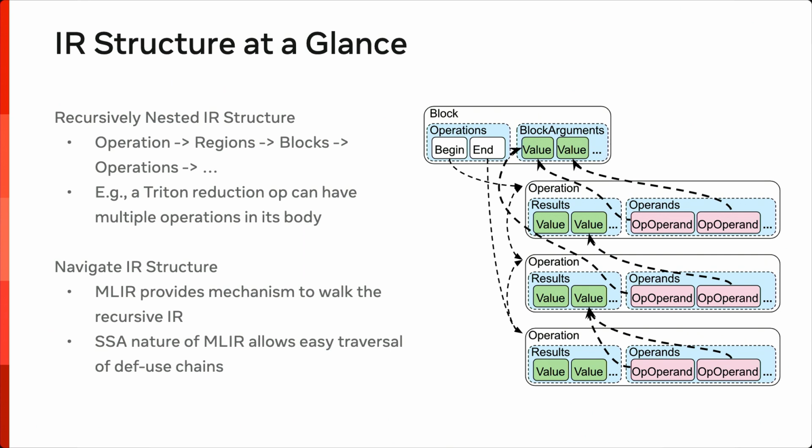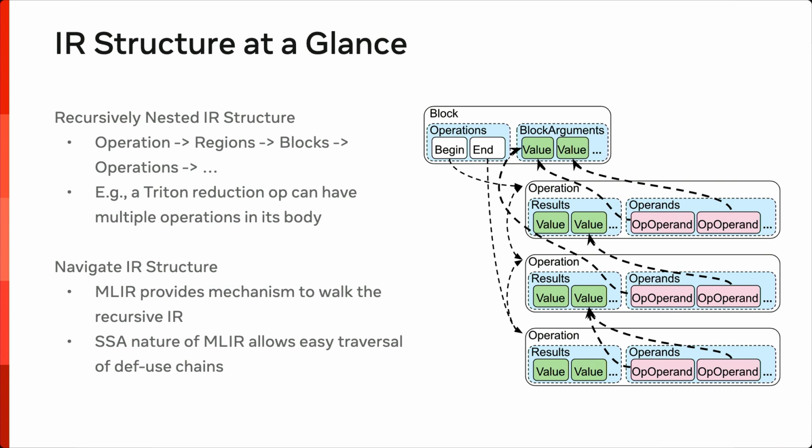What that means is a single operation can contain multiple regions, and each region can contain multiple blocks, and each block can again contain multiple regions, and it recurses from there. One example to demonstrate this is a Triton reduce op can potentially contain multiple operations in its body. That allows us to express that we want to perform a relatively complicated reduce operation, even with just a single pass on the data.